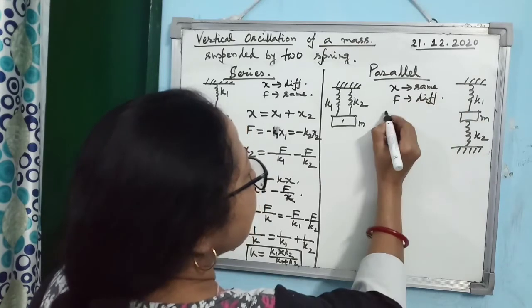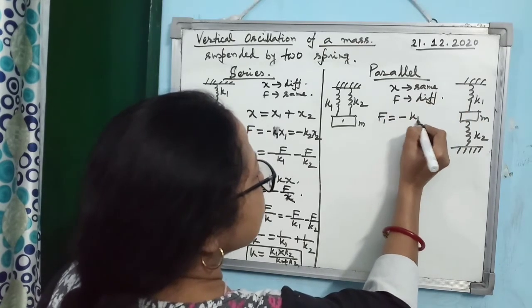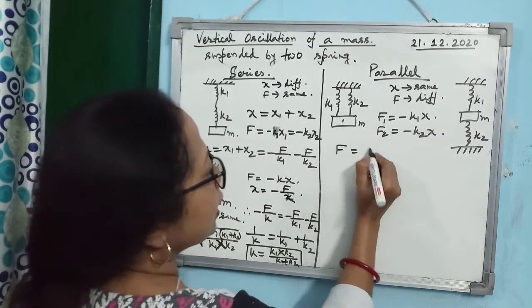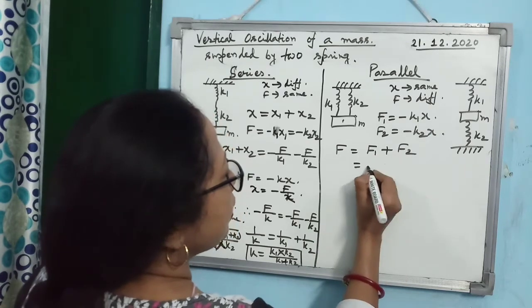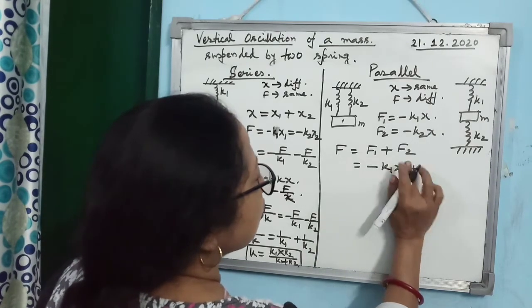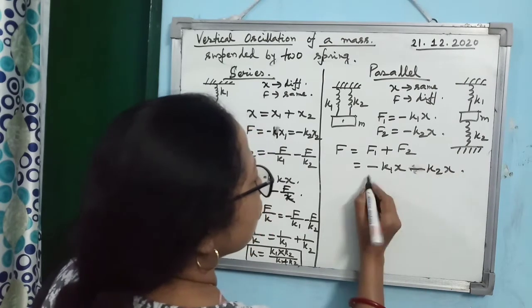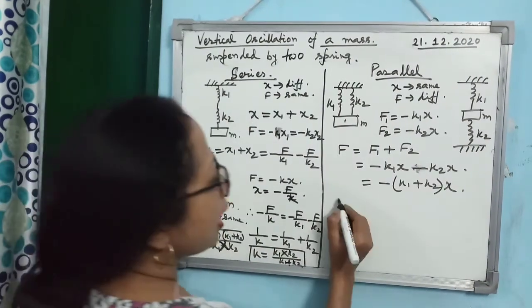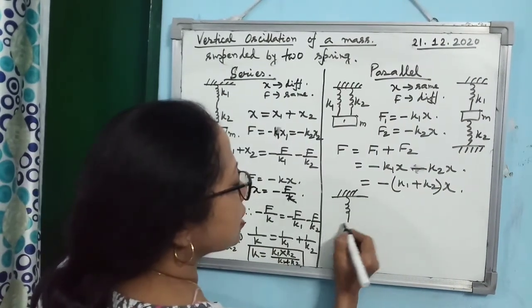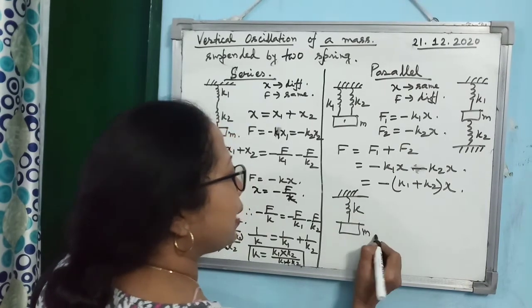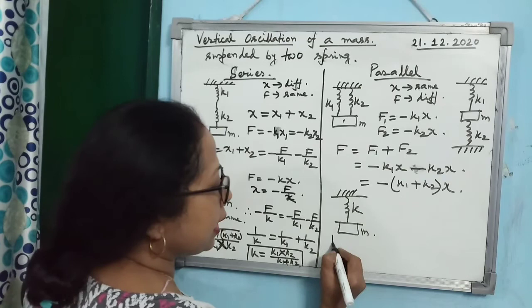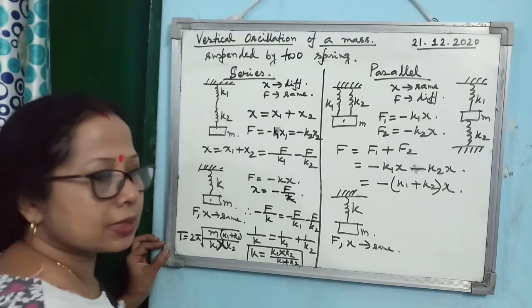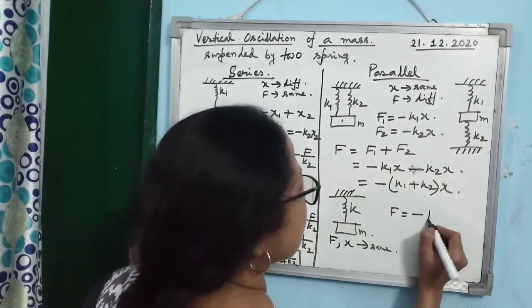So what you can write? F1 is equal to minus k1x and f2 is equal to minus k2x. So what will be the total force? F1 plus f2 means minus k1x plus minus k2x. So you can write it as minus k1 plus k2 into x. Is that clear? Again, if you use the concept of equivalent spring, means instead of two springs, you have taken a single spring of spring constant k in such a manner that total force and total displacement remain the same. So in this case, one can write f is equal to minus kx.